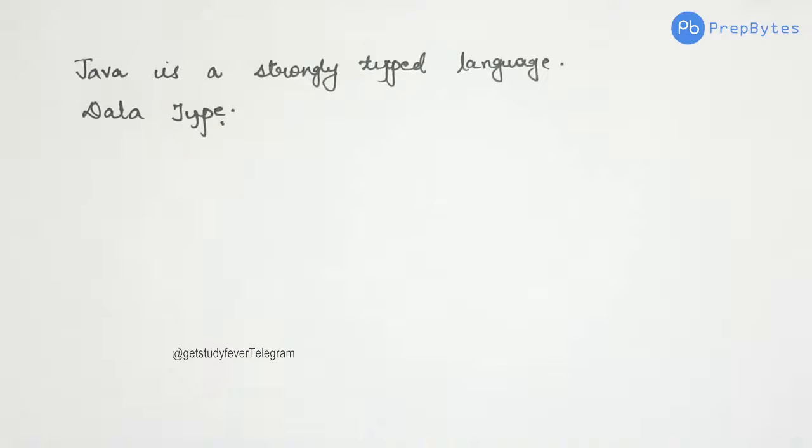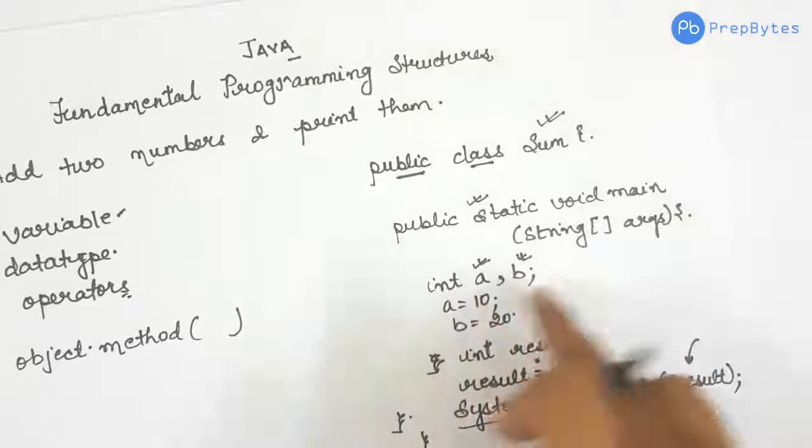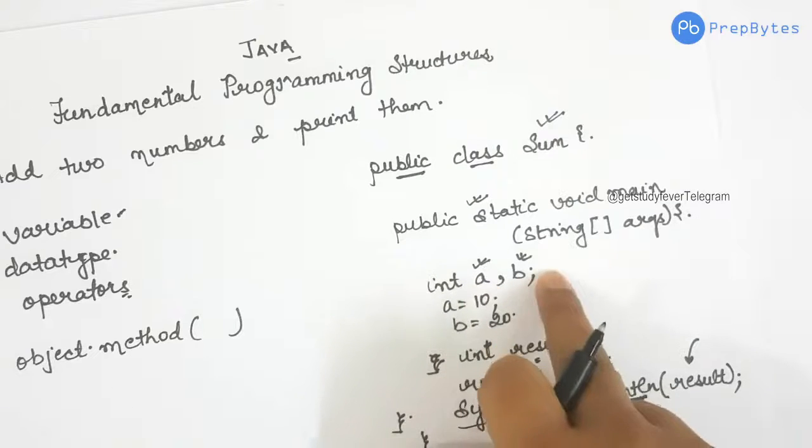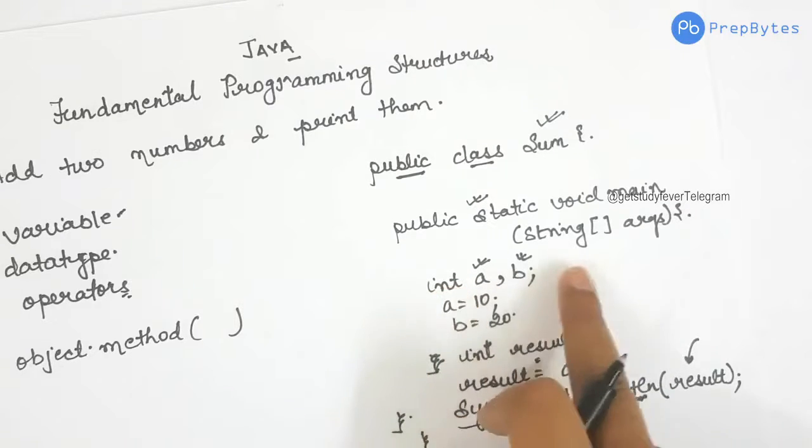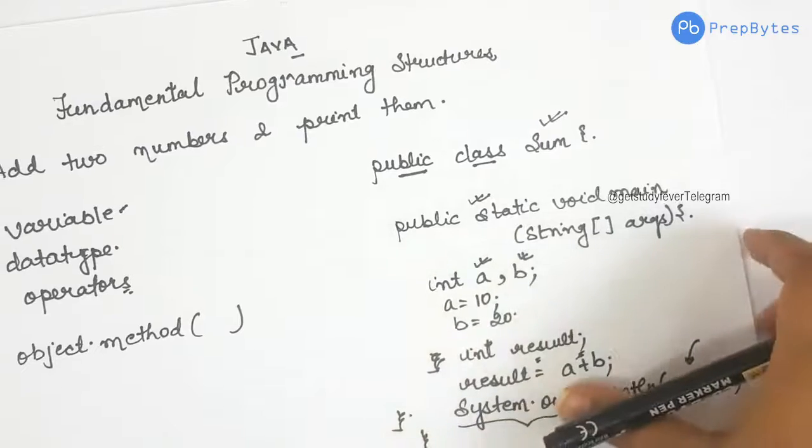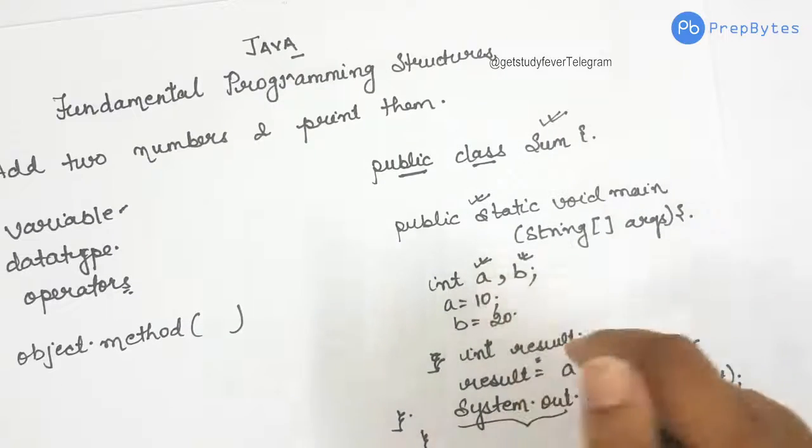Consider a real life example: if you try to add two alphabets, that is not possible, but you can add two numbers. Similarly, in a program also, there are certain restrictions based on the data types. That's why in this program we have said that A and B are integers, so we can go on with the addition of A and B. This is the reason we provide each variable a data type.